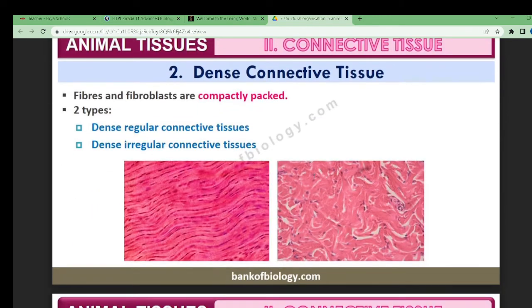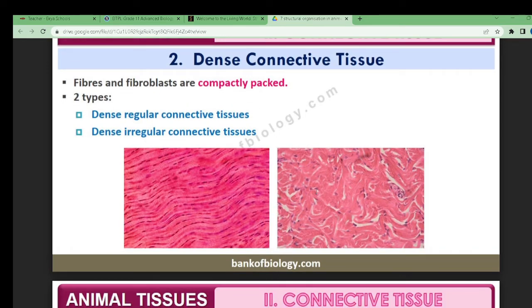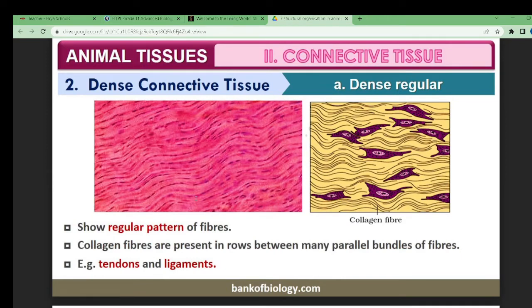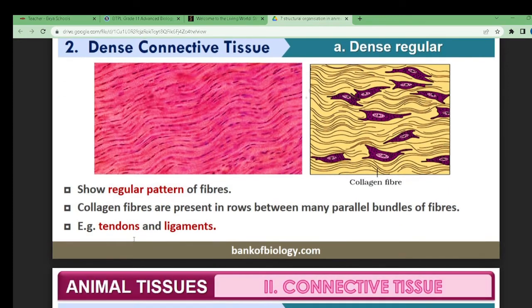Now, dense connective tissue. Here the fibers and fibroblasts are completely packed. When these fibers and fibroblasts are packed densely, that is why they are dense. They are regular and irregular; we'll see one by one. When it's regular, they show a regular pattern of fibers. Here you can see a regular, wave-like pattern.